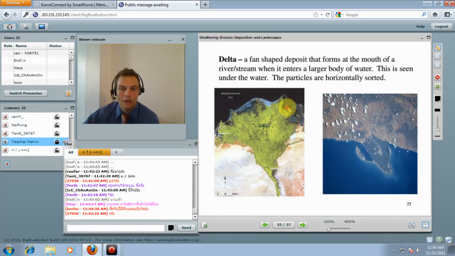Okay, so I don't know if anyone can recognize this formation. This is in Egypt. This is the Nile. And a delta is a fan-shaped deposit that forms at the mouth of a river when it enters a large body of water. Okay, so this kind of gigantic river, the Nile, is one of the biggest rivers in the world, definitely.